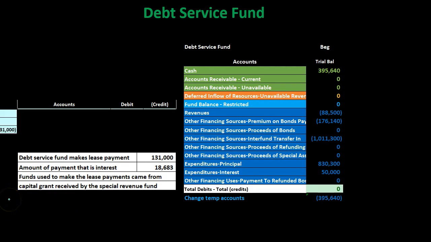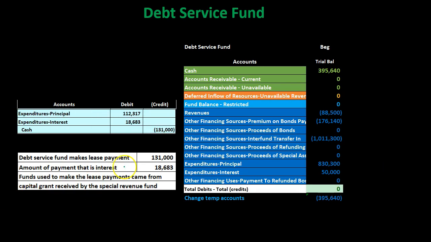Then we use that to pay off the lease. So the cash is going to be going down. The debit, however, is not going to the lease obligation as we saw in the government-wide activity, but to expenditure. We're just going to break out the expenditures between the principal and the interest. So this is going to be the funny part.